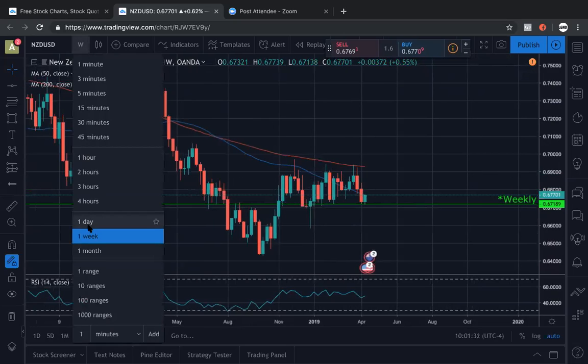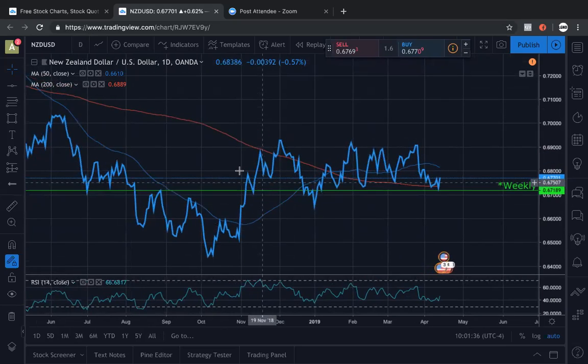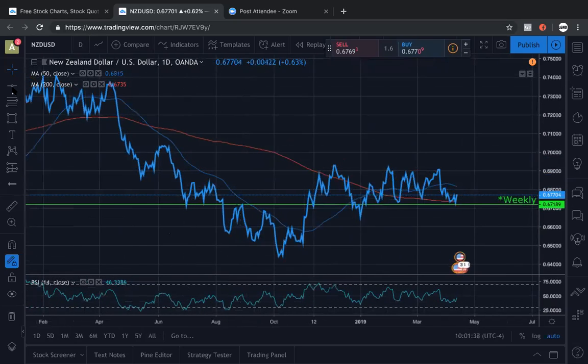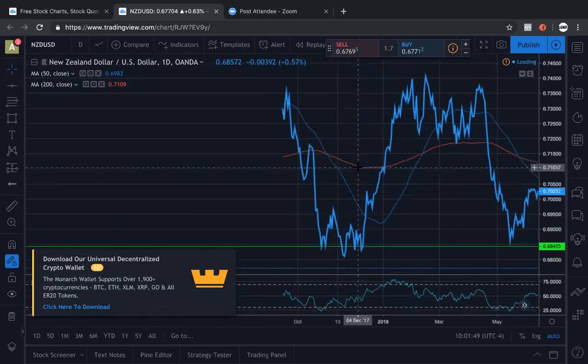We'll just look at the daily, same situation. Come to the line charts and just look at it. All right, what's happening? Is this a level right here? I would say yes. Why? Because price touched it, tapped it. It's not breaking above it. It's hovering along it. Let's look at the past.